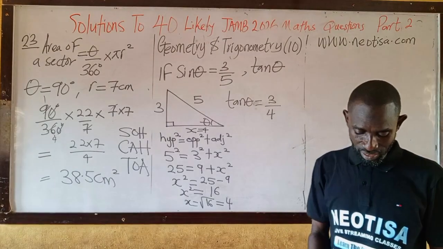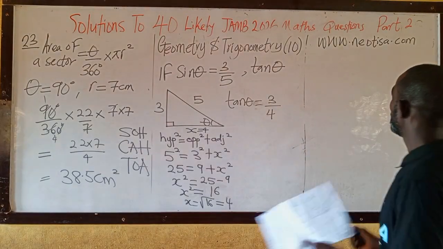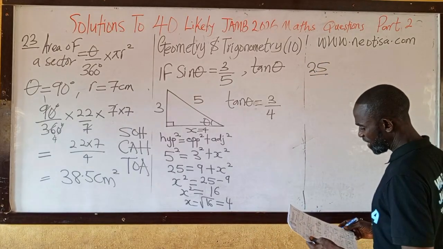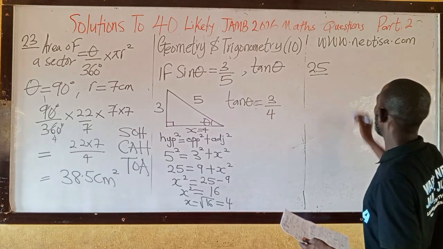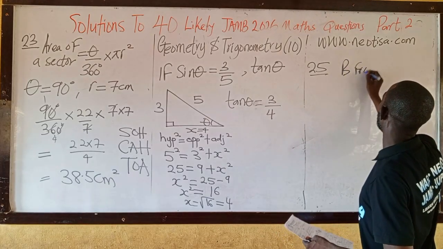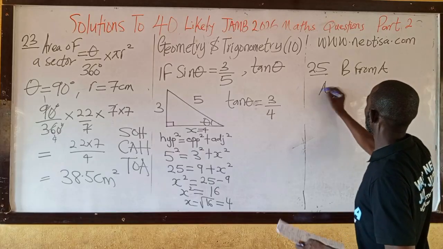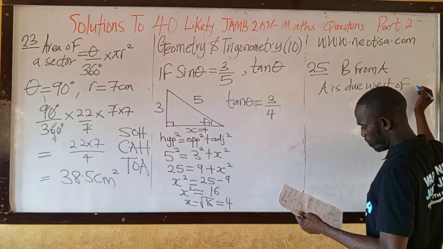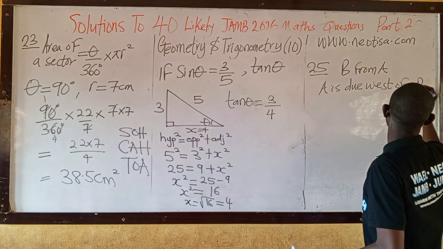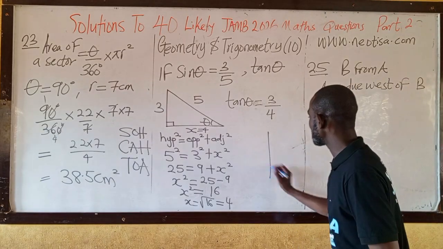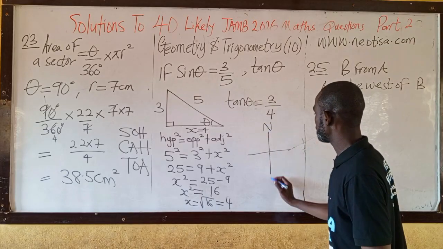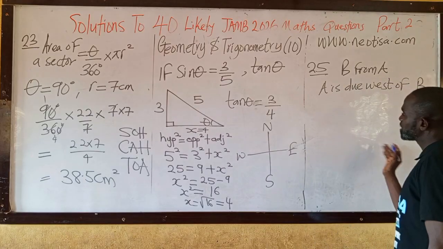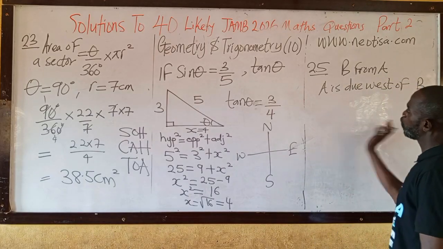Let us continue with the class. So find the bearing of B from A. Question 25. Find the bearing of B from A if A is due west of B. If you look at that point, you have it like this: north, south, west, and east. So A is due west of B.